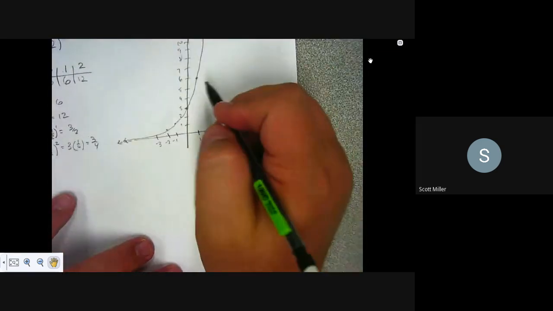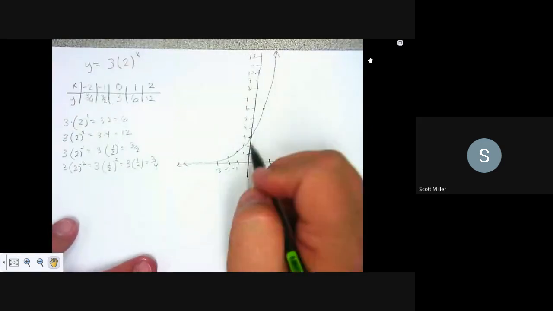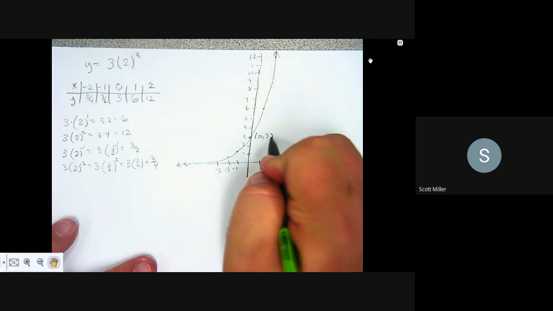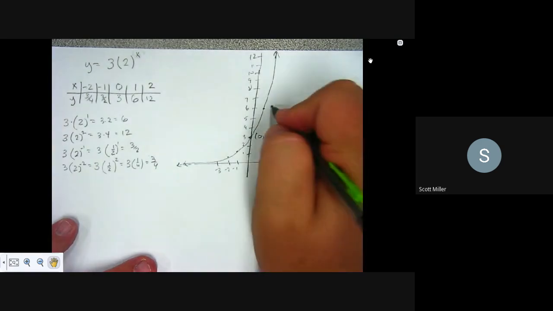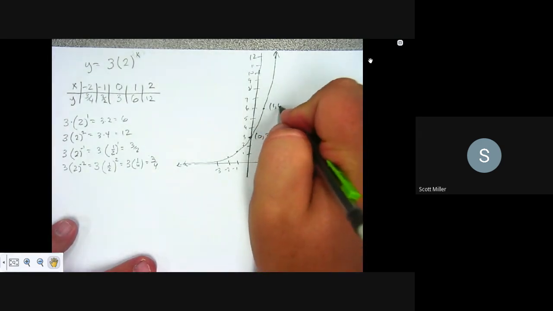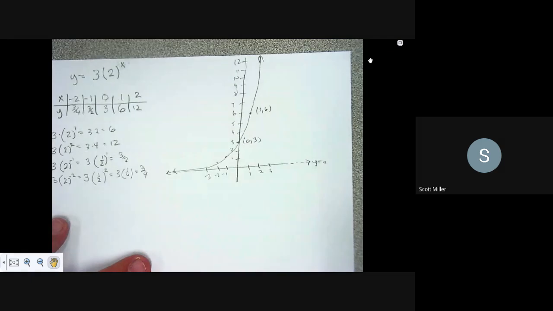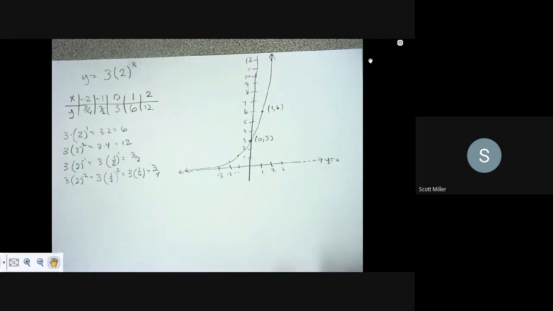You need to label 2 points. One point is the center point. And then one other point. It doesn't matter which one you pick. Usually I just do the next easiest one. And there's your graph right there. So this is how you want to graph. You'll need to practice this, obviously. But there you go.